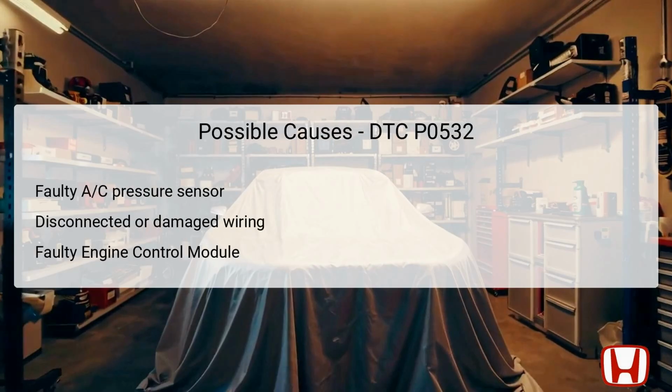Various issues may cause the DTC P0532, beginning with a faulty AC pressure sensor itself. This component can wear out or fail due to environmental conditions or manufacturing defects, leading to inaccurate voltage readings. Additionally, disconnected or damaged wiring between the AC pressure sensor and the ECM can result in the low voltage signal. Inspecting wiring integrity is essential to ensure there are no fractures or connections that could lead to voltage drops.